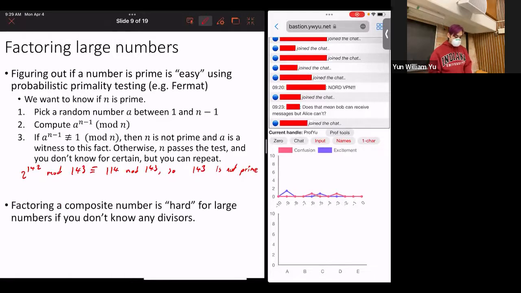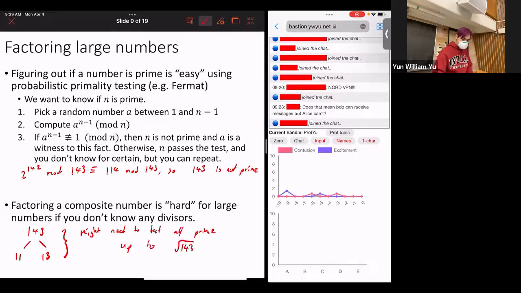On the other hand, factoring a composite number is hard for large numbers if you don't know any divisors. So 143 happens to be 11 times 13. But in order to factor that, you might need to test all primes up to the square root of 143, right? Because that's the only way you can ensure that you tested all the primes that could be one of the divisors.